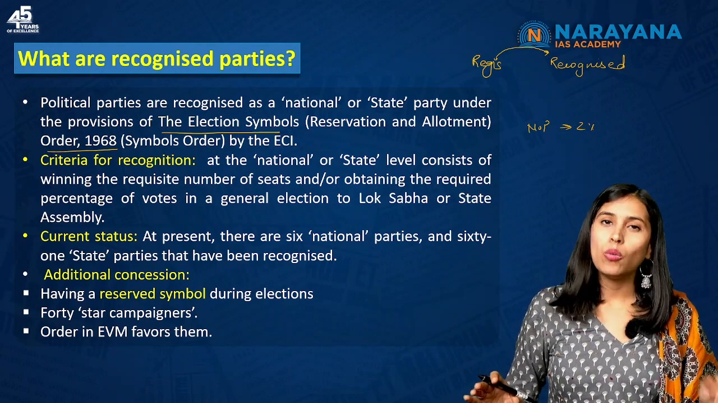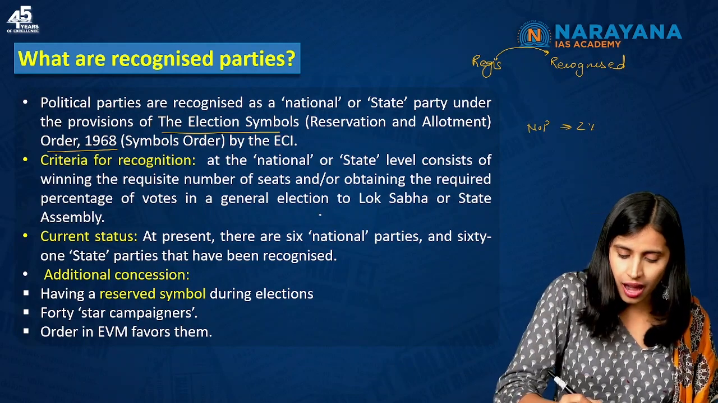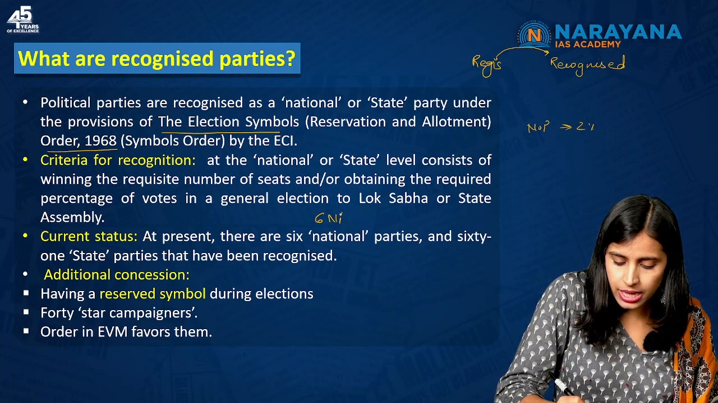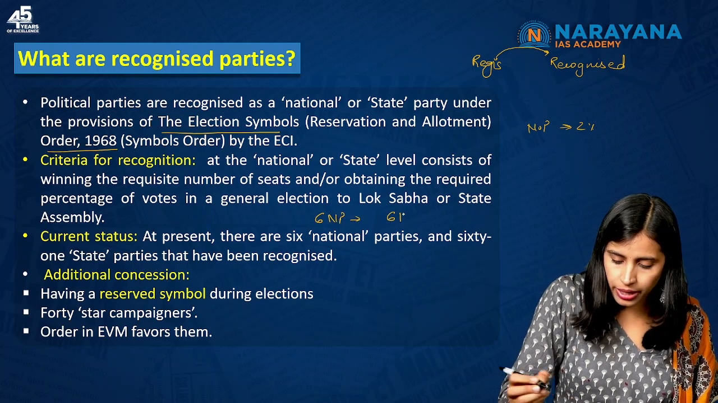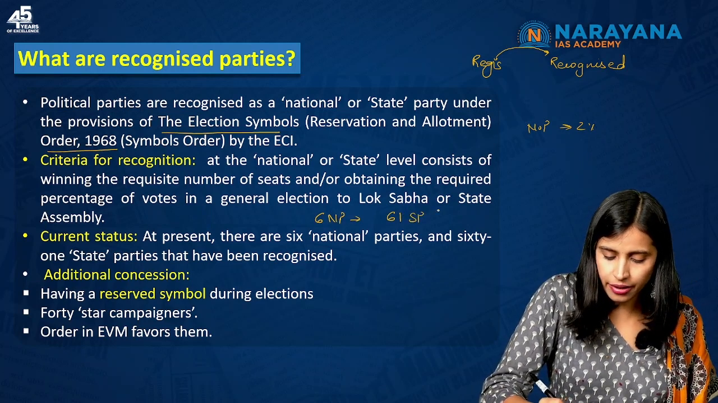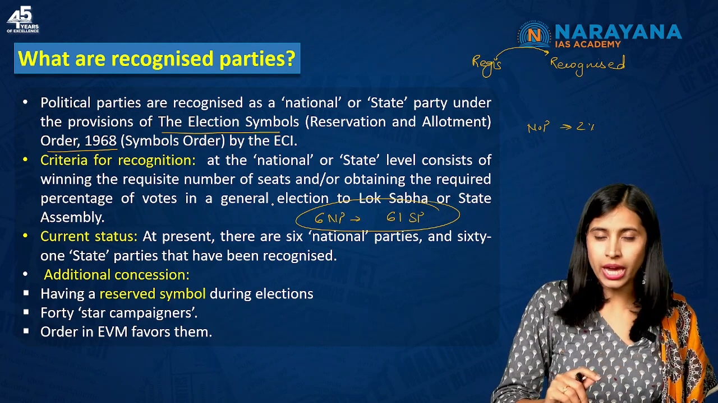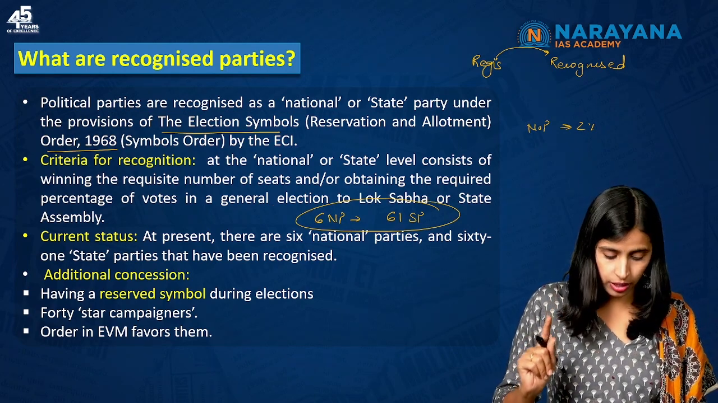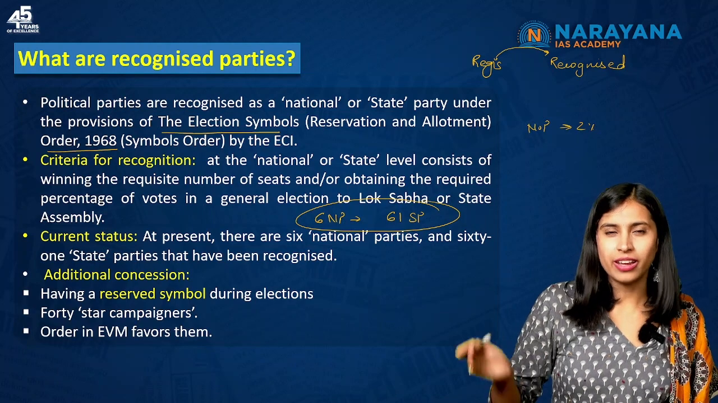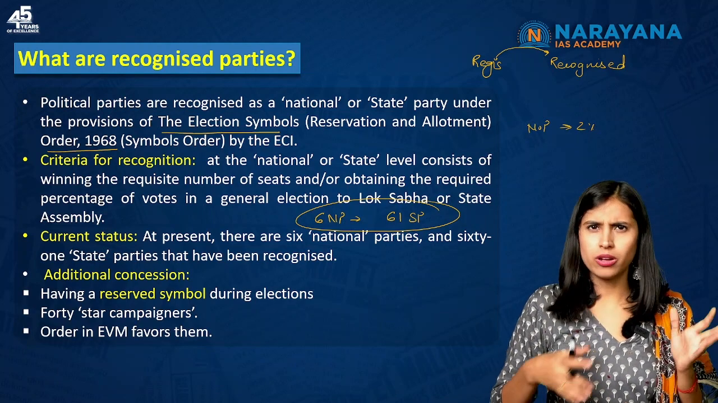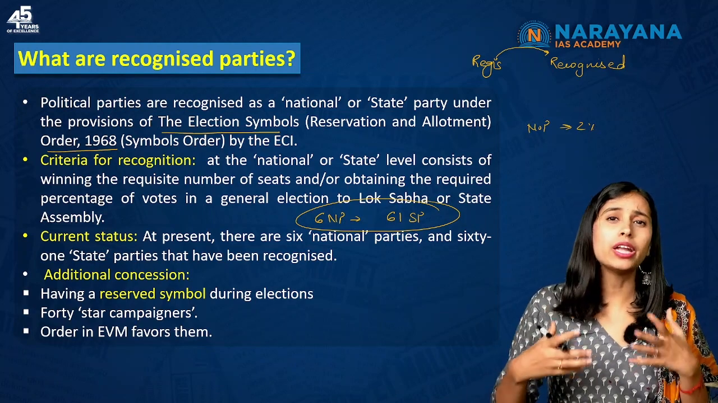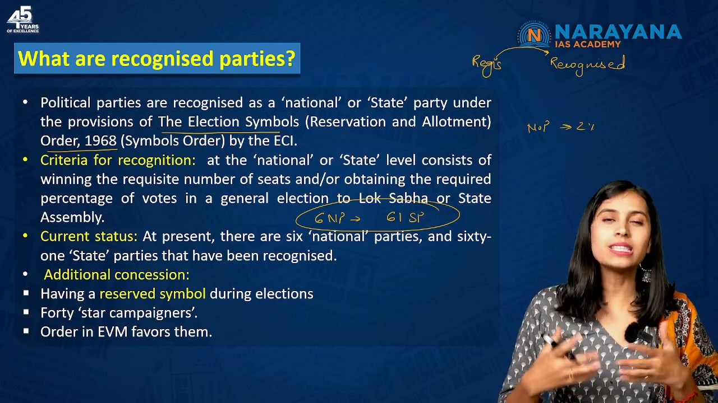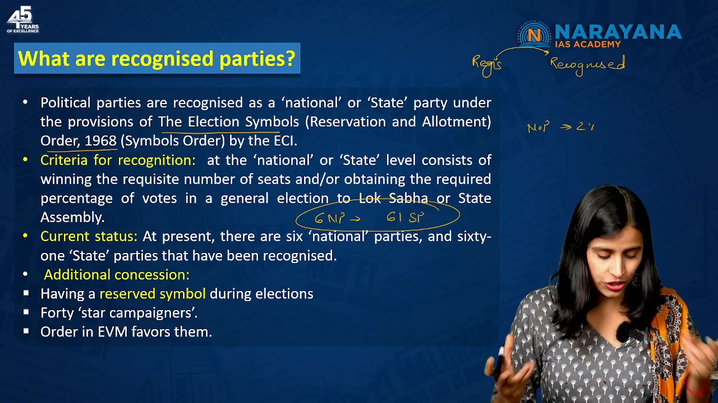Now, what is the current status? Currently, there are 6 national parties and 61 state parties that are recognized. Okay, so this is the list that you remember over here. Now, the benefit of a recognized political party, why are they converting? Because it's not mandatory, but a political party wants to be recognized. Reason being because it comes with its own additional advantage.